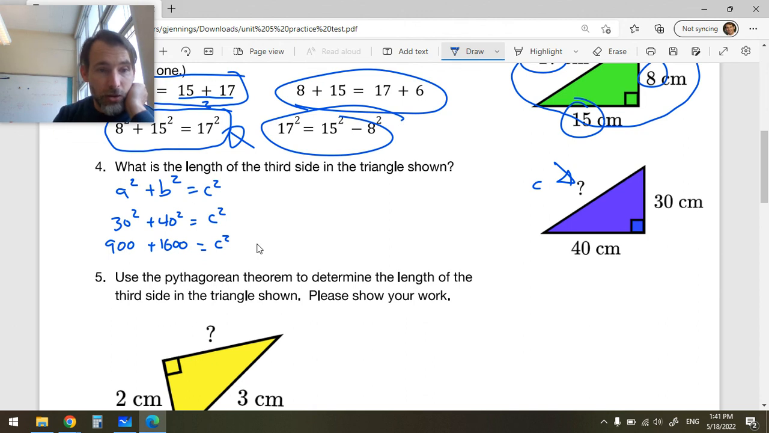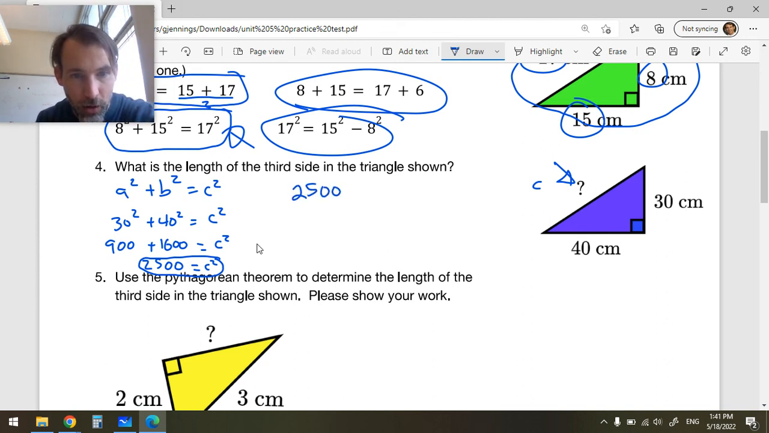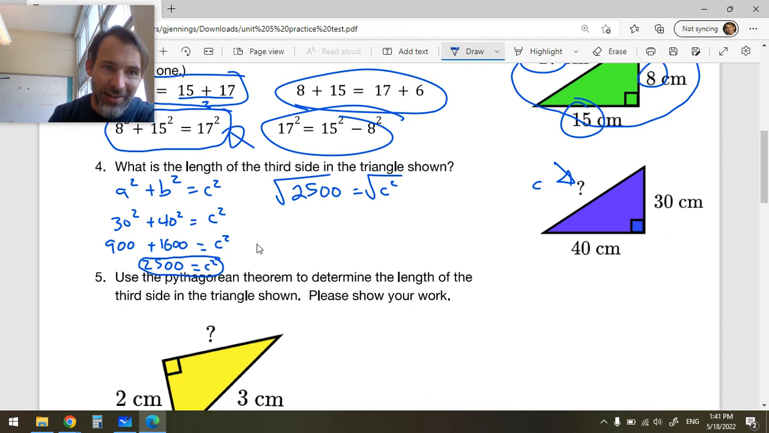So 2500 equals c squared. It would be nice to have a little bit more space on this test, wouldn't it? And then I happen to know that 50 times 50 is 2,500. If you didn't know, you would take this line, 2500 equals c squared, and then you would take the square root of both sides, and that would give you 50 equals c.